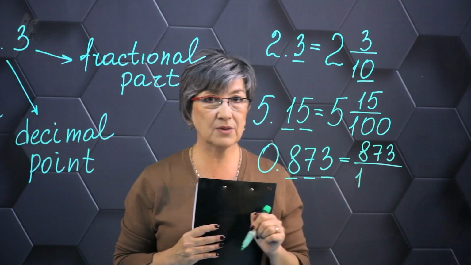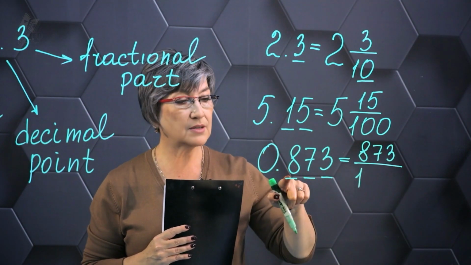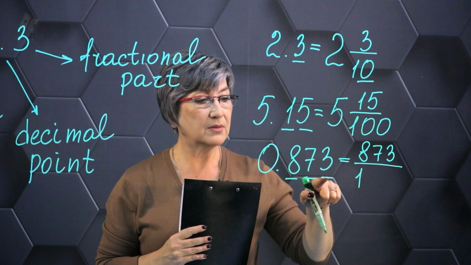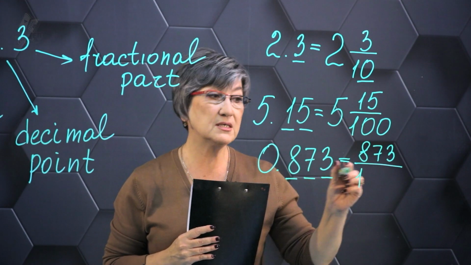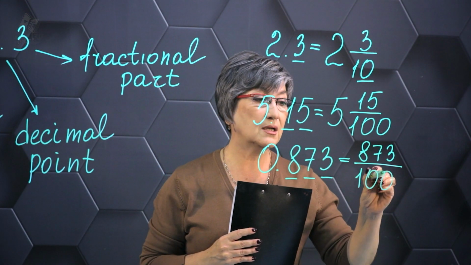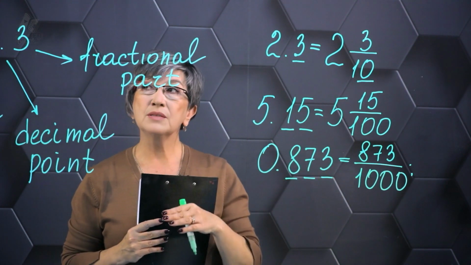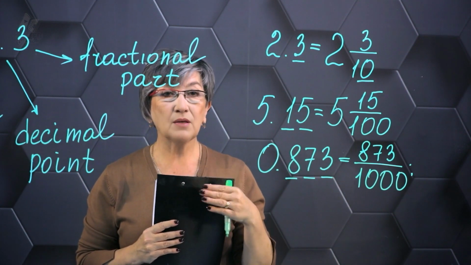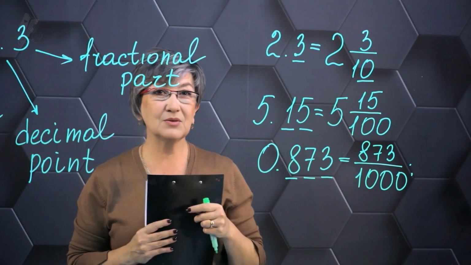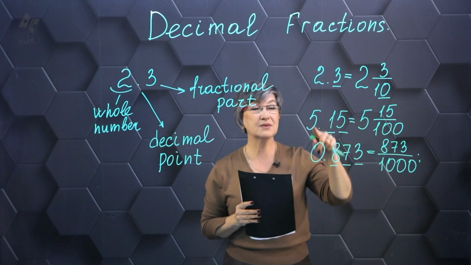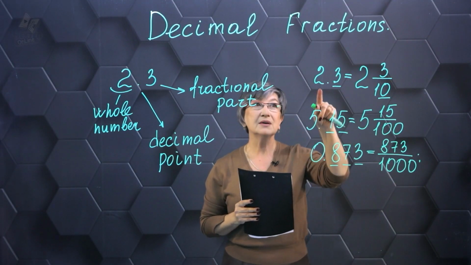In the denominator I write 1. And I count again. 1, 2, 3. That's 3 positions. Therefore, I write 3 zeros. This is how we will understand what the decimal fraction means. In the next lesson, we'll learn how to write a fractional number as a decimal fraction.